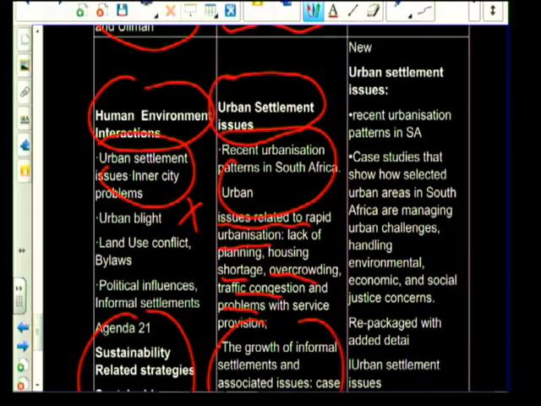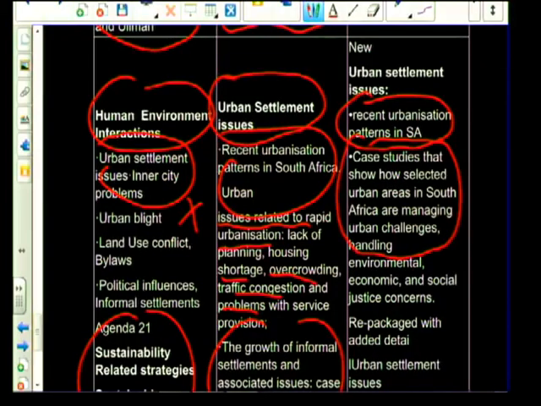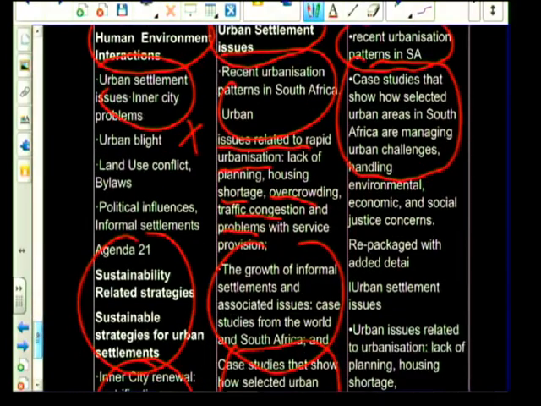New, it's considered recent urbanization patterns in South Africa. We have done it in general in the past. Now we're specific with South Africa. Case studies that show selected areas in South Africa and how they are managing and handling urban challenges. So case studies specific to South Africa, not to the whole world in general. Environmental, economic, and social justice concerns. Maybe it's regarded as new because we're stating it in the curriculum. But we have dealt with these things before, even in the old curriculum and in grade 11 and 10.